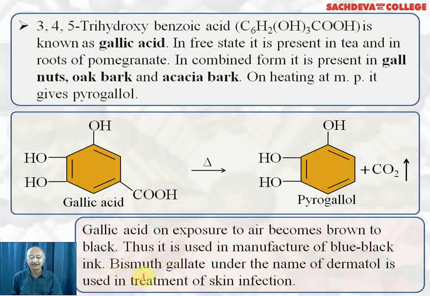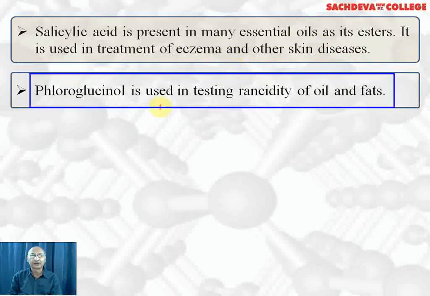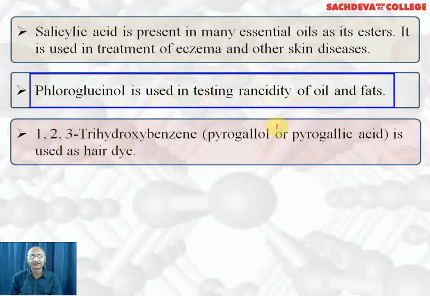Bismuth gallate under the name of dermatol is used in treatment of skin infections. Salicylic acid is present in many essential oils as its ester. It is used in treatment of eczema and other skin diseases. It is also used in treatment of corn to remove dead skin. Phloroglucinol is used in testing rancidity of oils and fats.